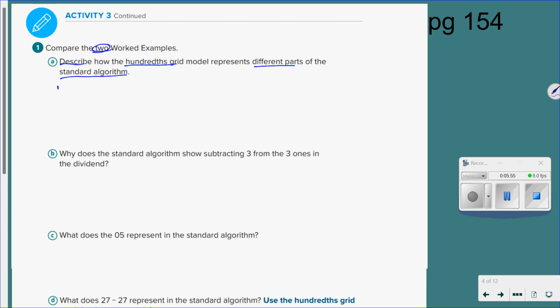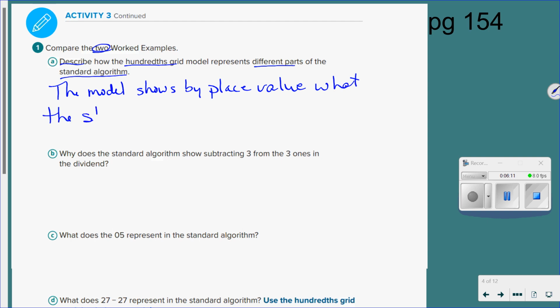So the model shows by place value what the standard algorithm found. So when we look at our standard algorithm, by breaking it down by place value, you can see in the model exactly how the model showed each one of those pieces.